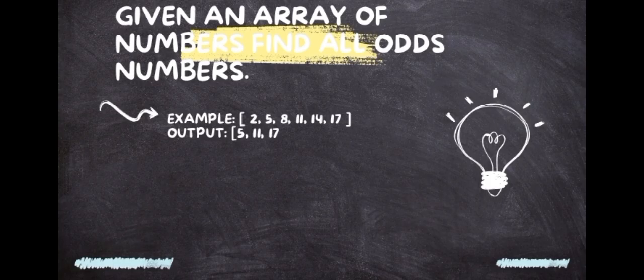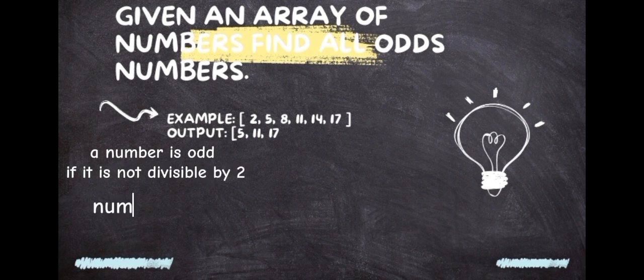The goal is simple. If you are given an array of numbers, we want to find all the odd numbers in it. A number is odd if it is not divisible by 2. In programming, we check this using num % 2 != 0.